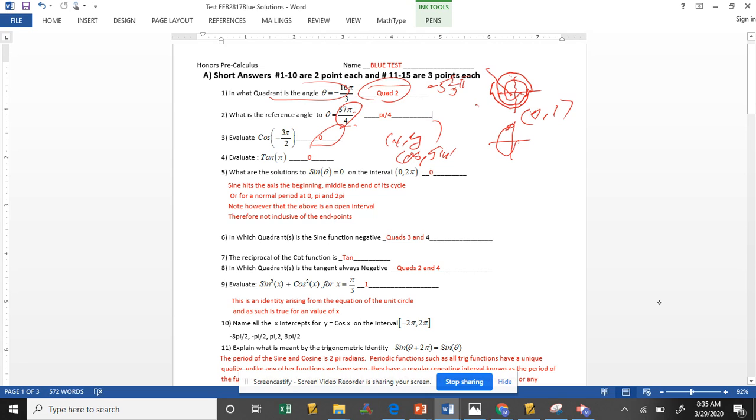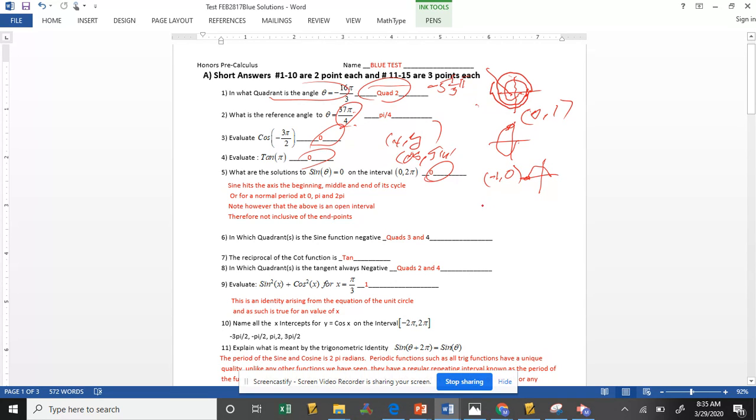Evaluate the tangent of pi. Tangent of pi, that's right there, where, of course, that's negative 1 over 0. Negative 1 over 0 is cosine over sine, so sine over cosine is 0 over negative 1, which is 0. That's the tangent.